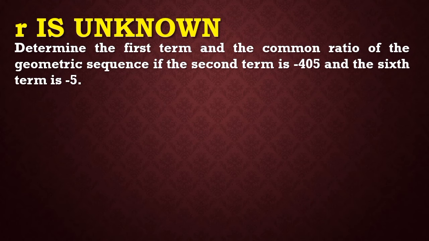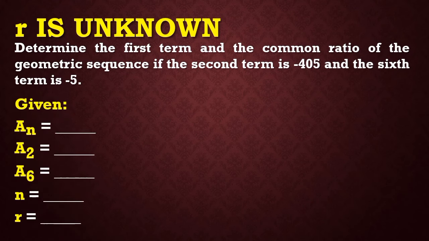So, paano yun? So, identify muna natin yung ating mga given. So, a sub n natin dito is yung sixth term. So, that is negative 5. So, negative 5 din ang ilalagay sa a sub 6. And then, a sub 2, that is negative 405. And then, what is n? That is 6. And then, the common ratio is yung unknown. So, hahanapin muna natin yung r.